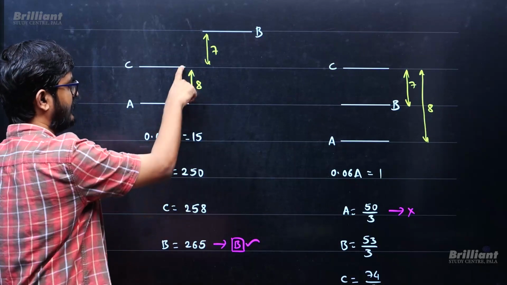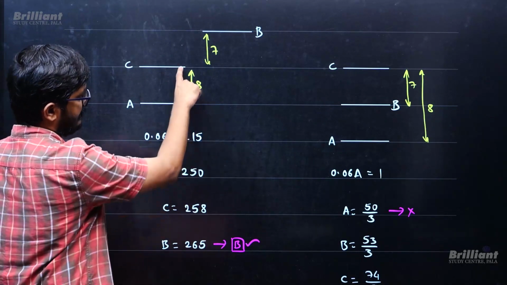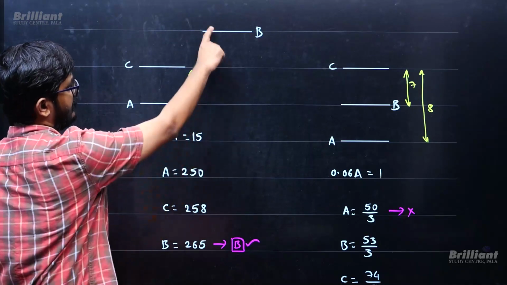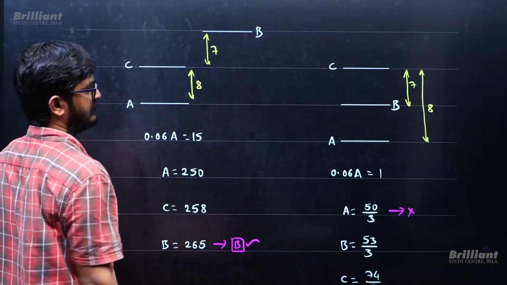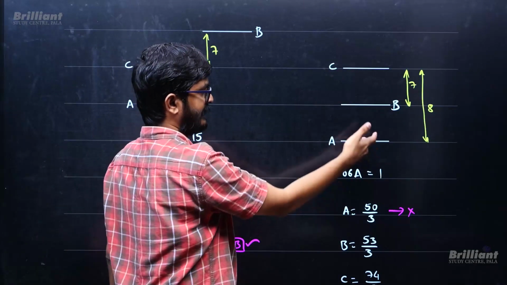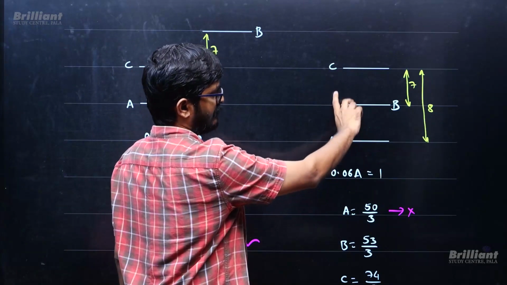If you know A's frequency, if you add 8 you will get C's frequency. If you add 7 more you will get B's frequency. Now similarly here also you can get A's frequency, then add 1, then add 7.